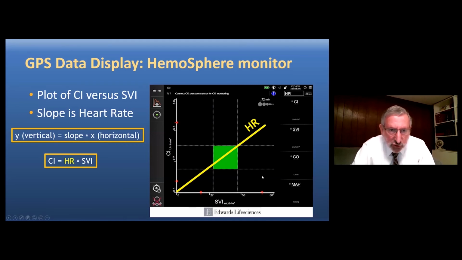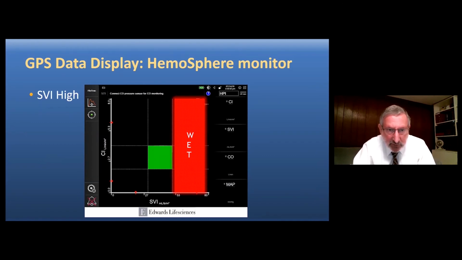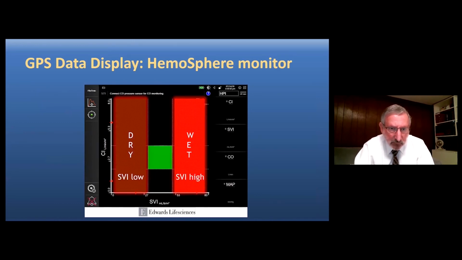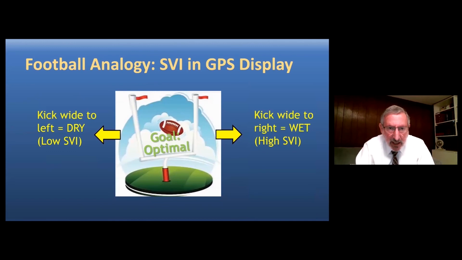It means that when you're to the right, you are at a high SVI, which is different than being to the left, which is a low SVI, and that the high should be wet and the low should be dry. And if you're a football fan, we joke every day in the ICU that the team has kicked wide. Well, wide to the right, too much fluid. Wide to the left, too little fluid. In between 33 and 47, goal, field goal.